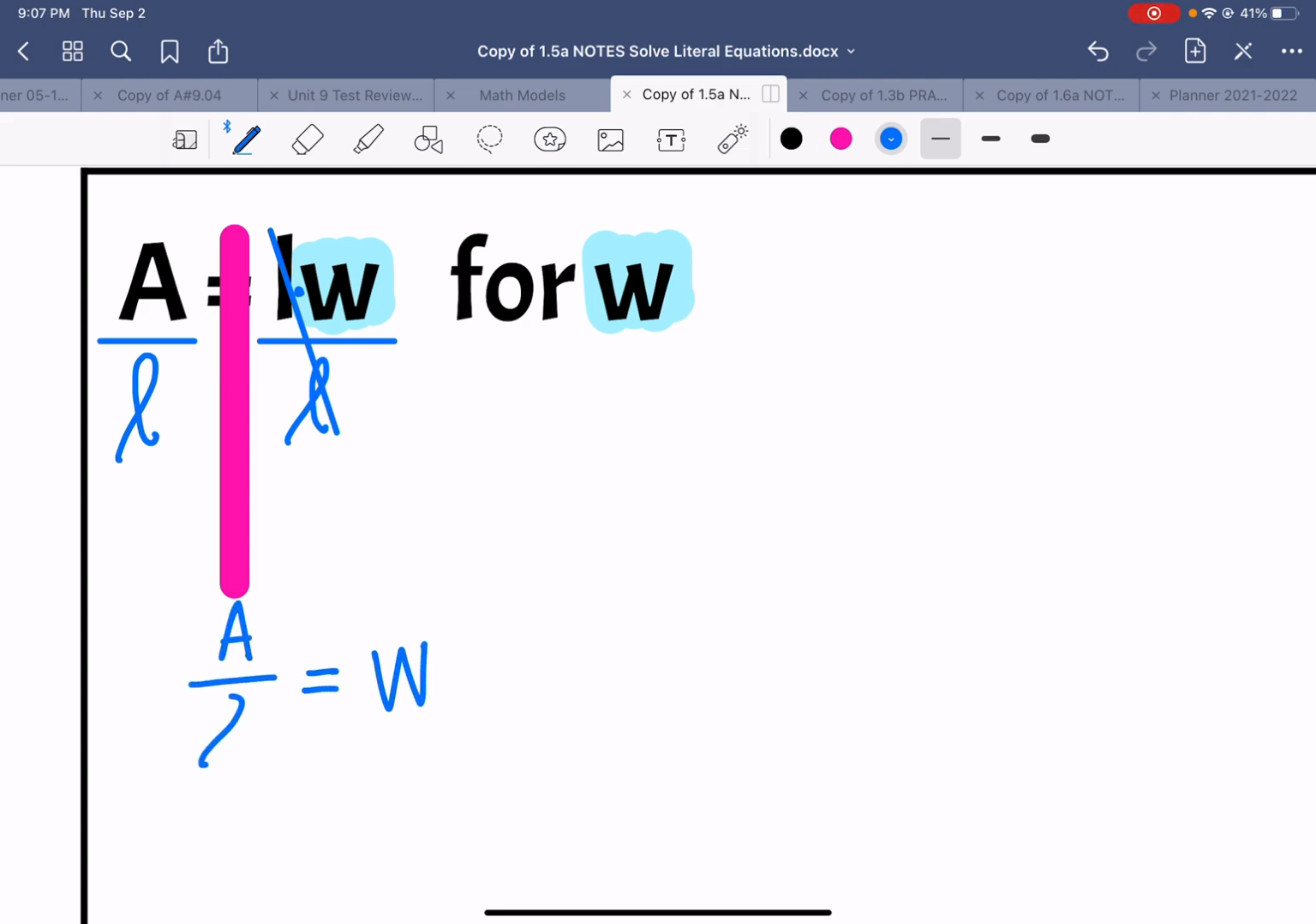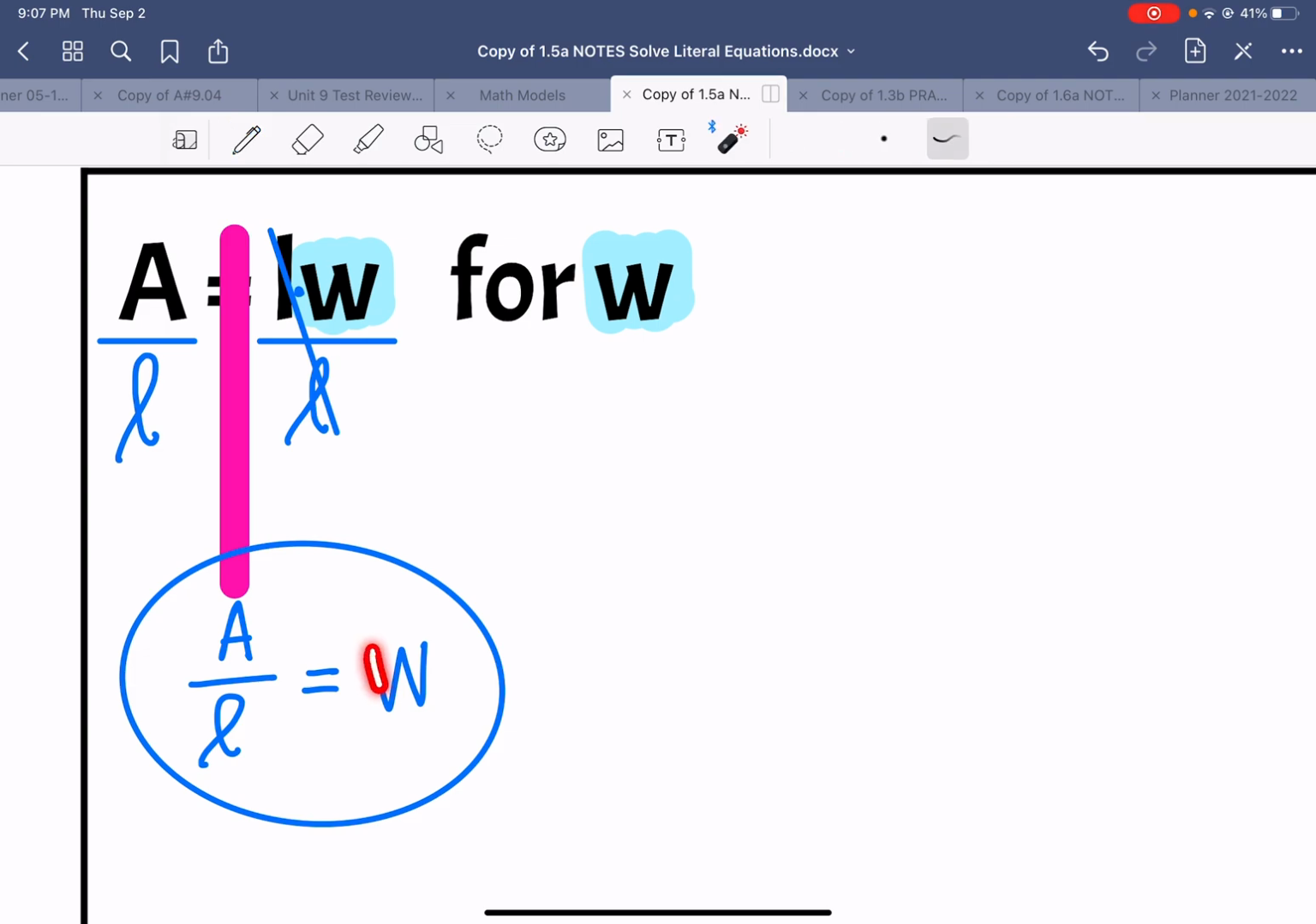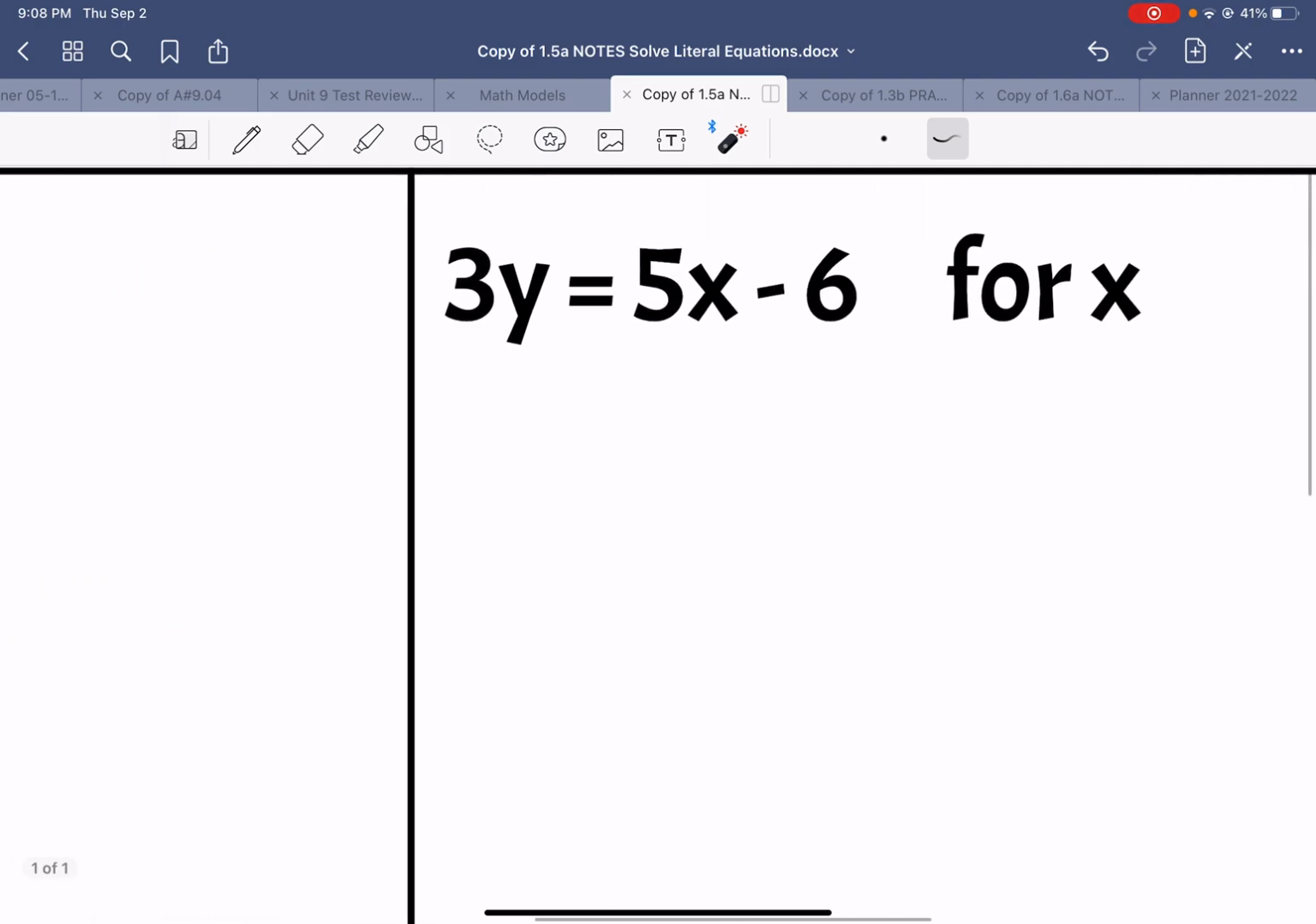Once I do that, W is by itself, and all I'm left with on this side is A divided by L. And yes, you leave it like that because there are no numbers to actually divide. Without numbers, we just leave it as is. Now we know if we wanted to find the width and we were given the area and the length, all I would need to do is divide my area by my length, and it would give me the width. All right, let's do another one.